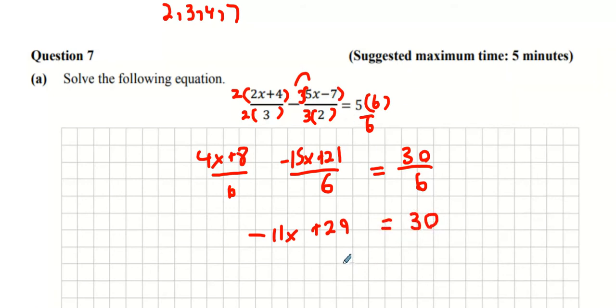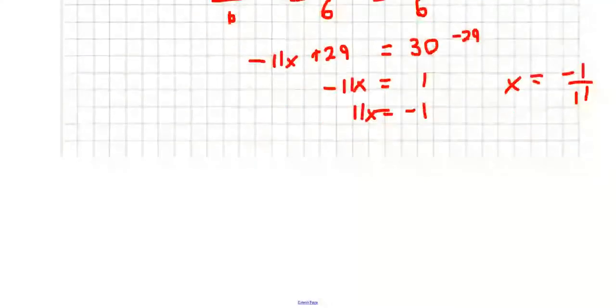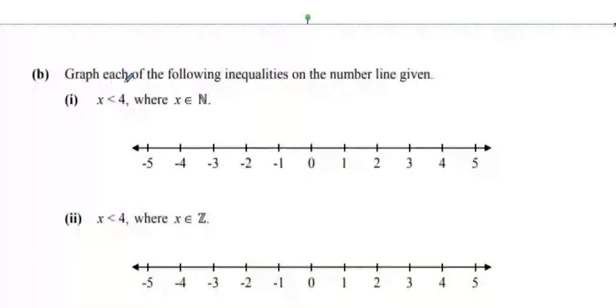So as it turns out, we haven't made a mistake. It's minus 11 equals 30 take away 29, which is 1. Multiply both sides by minus 1 and you get 11x equals minus 1. And finally the answer for x is minus 1 over 11, which is actually the correct answer. Okay, so let's move on to B.